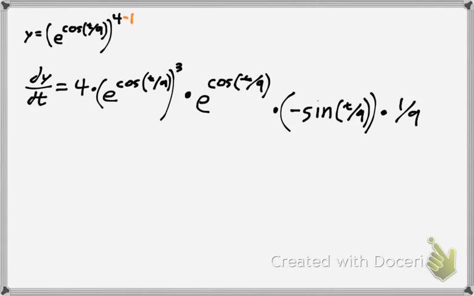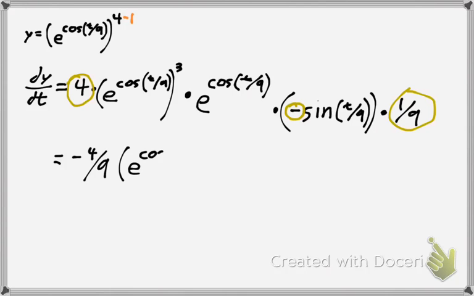Okay, now to condense it. So right here you have 4, and you have a negative 1 right there, and you have a 9. So in the next part, you have negative 4/9 times e to the cosine of t over 9. And now since these two are the same, this is the same as this one.